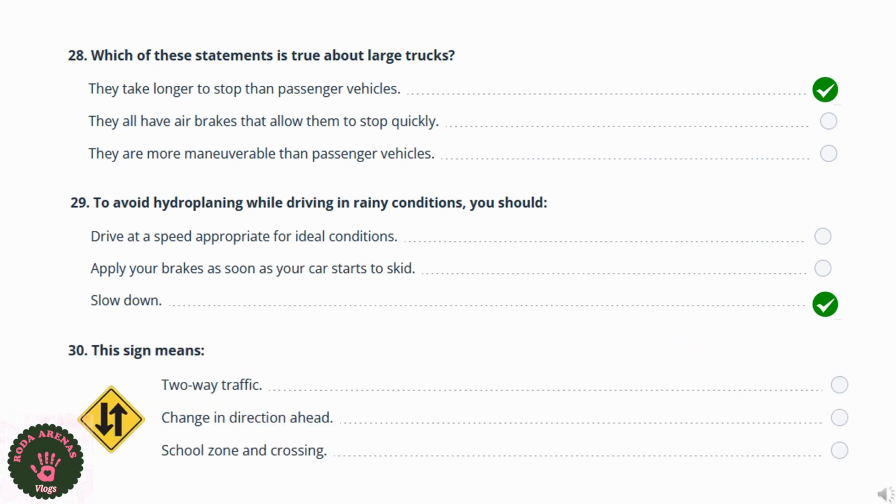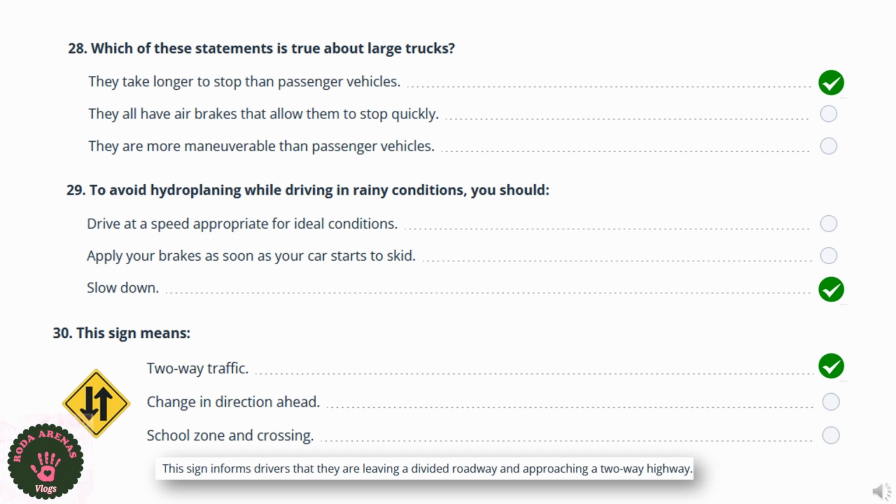This sign means two-way traffic, change in direction ahead, school zone, and crossing. The correct answer is two-way traffic. Note, this sign informs drivers that they are leaving a divided roadway and approaching a two-way highway.